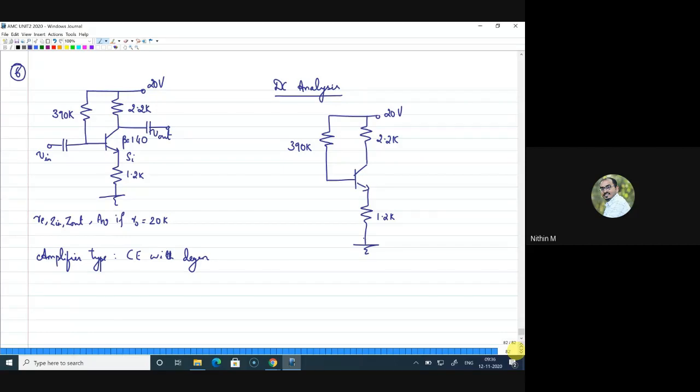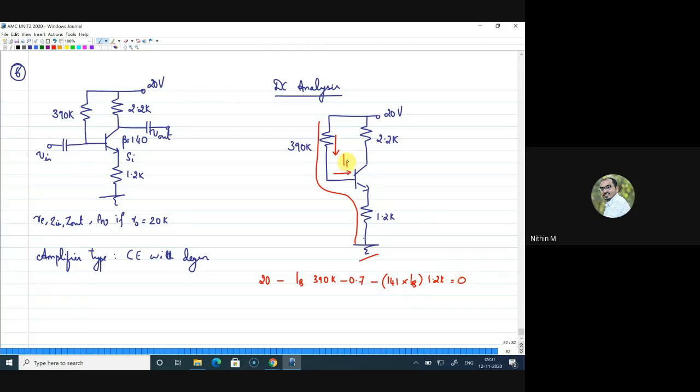All right. Yeah, you are getting answers, right? IB. So what to do here? As I told you yesterday, you have to consider the base loop. So I'll take this loop equation here. It is 20. Current is flowing in this direction, right? So this is only current, which is base current. So minus IB into 390K, minus 0.7, minus beta is 140, so 141 into IB into 1.2K is equal to 0.